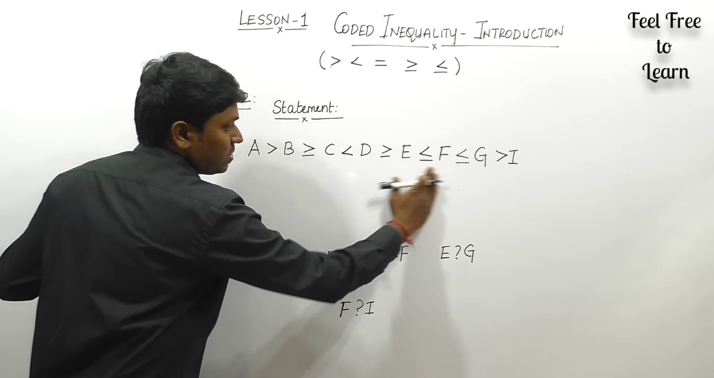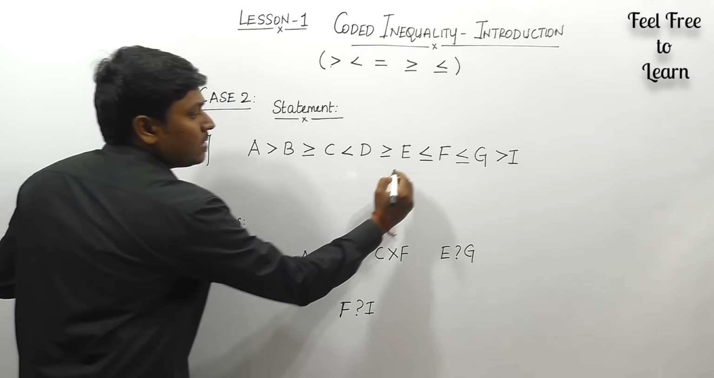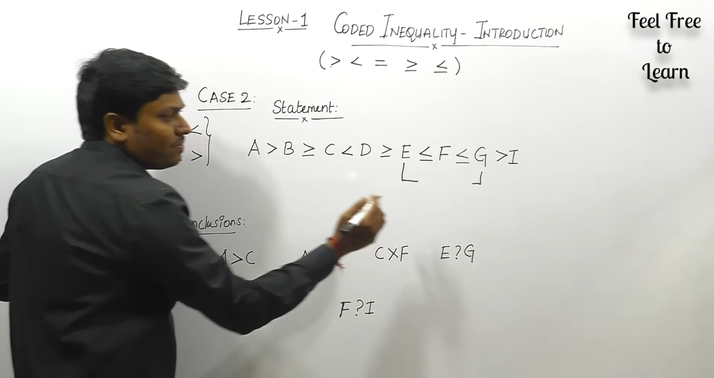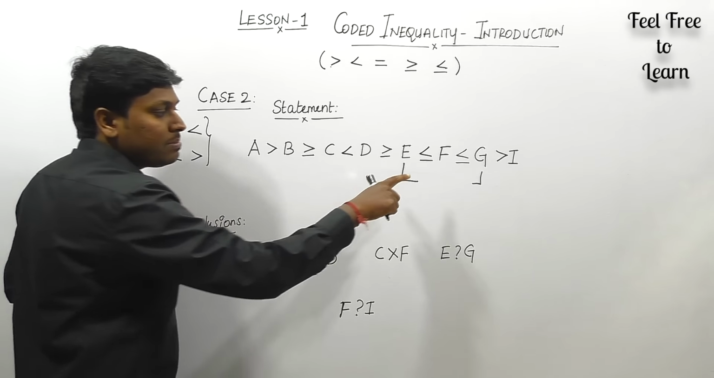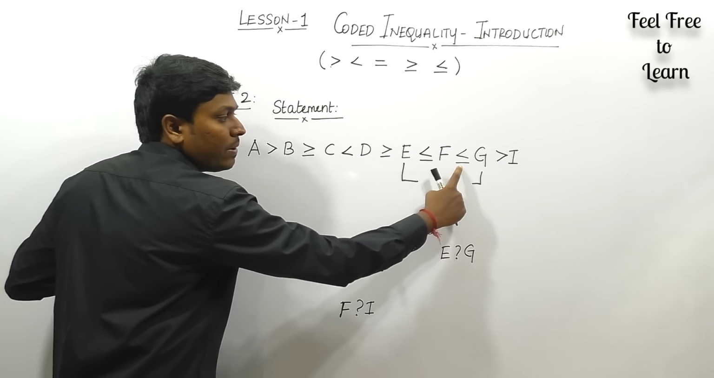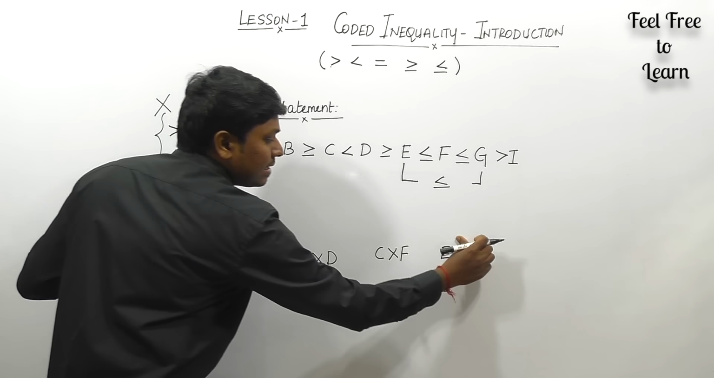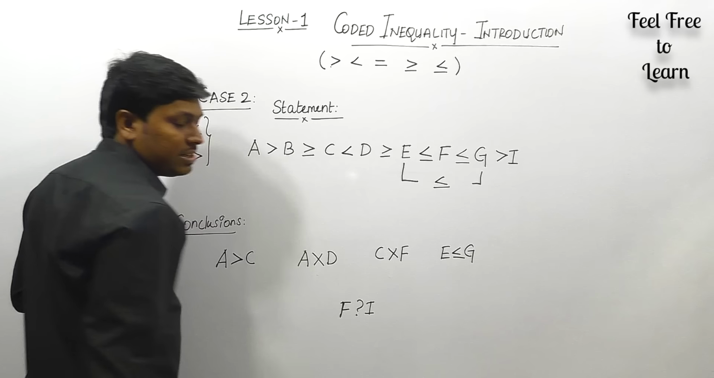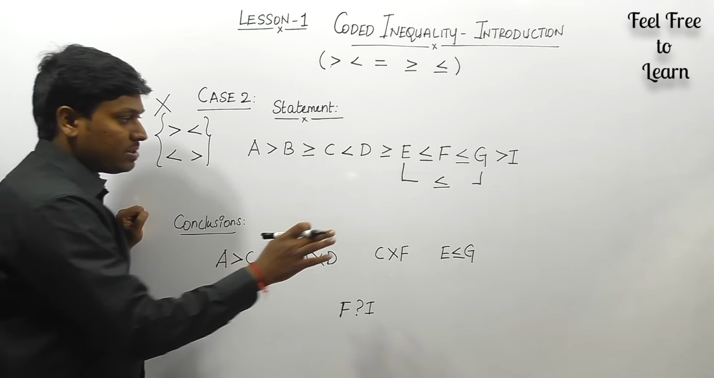So the fourth conclusion is we need to find the relationship between E and G. While comparing E and G, we have only two symbols, less than or equal to and less than or equal to, and the common symbol is less than, equal to is also common. So finally, while comparing E and G, we got an answer that is E less than or equal to G. So finally we can say that the answer for this question is E less than or equal to G.